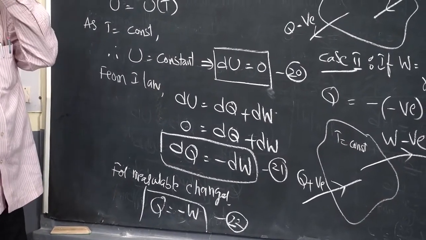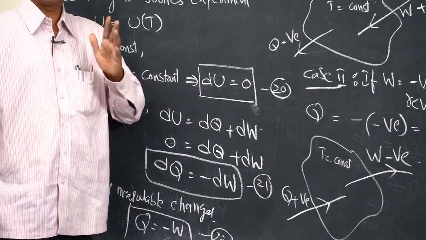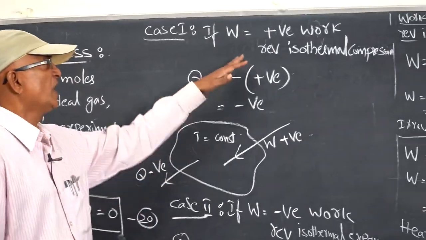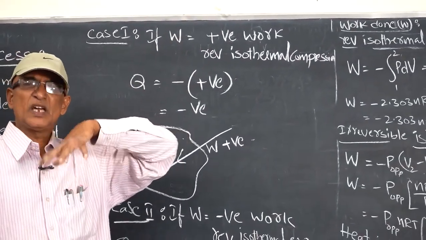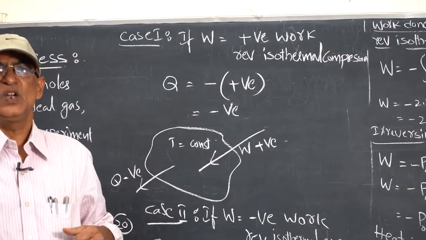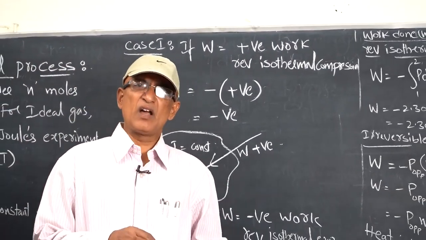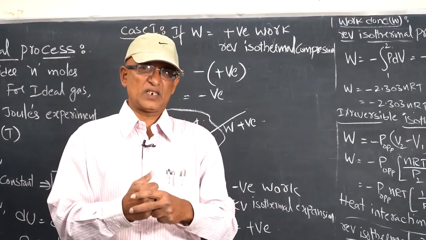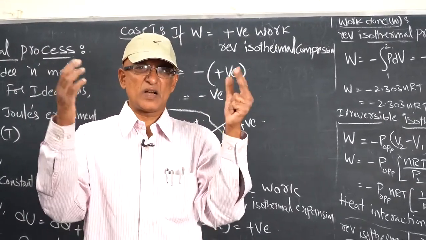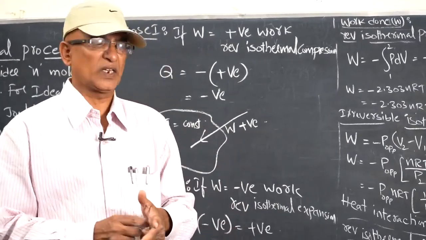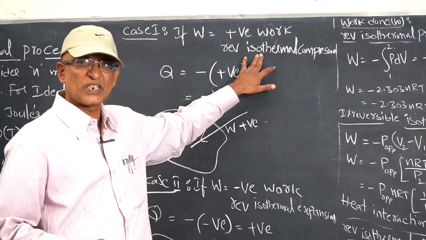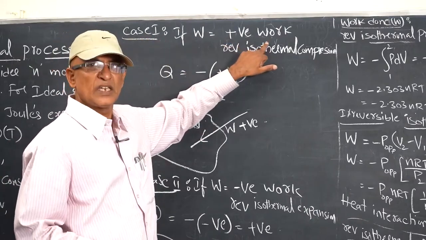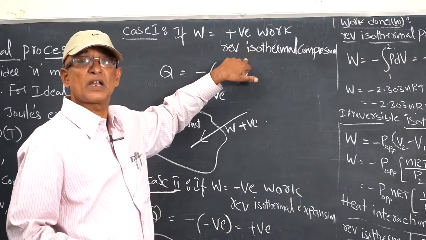Now, we are studying two important cases which are very, very important in all the entrance examinations. What are the two cases? First one, if the work done is a positive work, here according to the IUPAC sign convention, what is positive work? Work done on the system. When the system gains energy in the form of work done on the system, or compression work, it is taken as positive work. Here, which compression? Isothermal process, therefore isothermal compression. So positive work here means it is reversible isothermal compression.